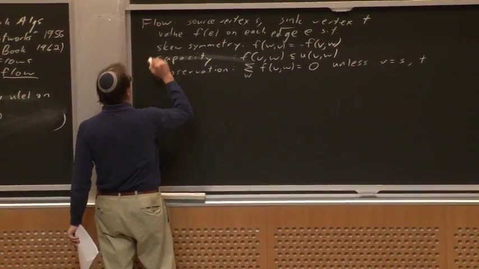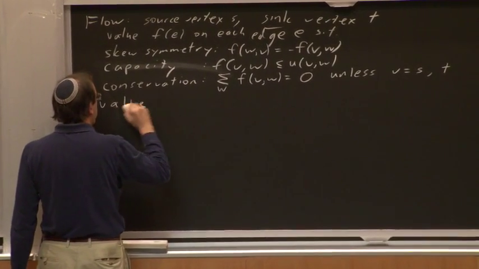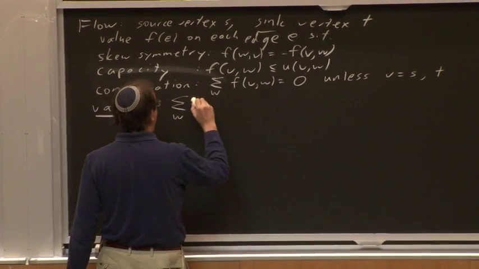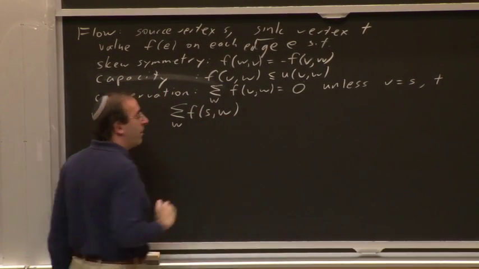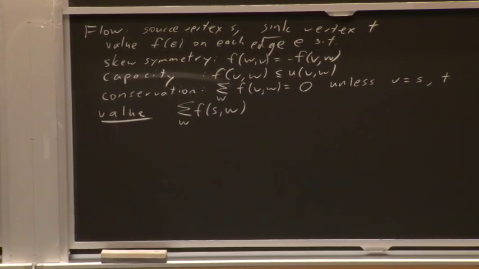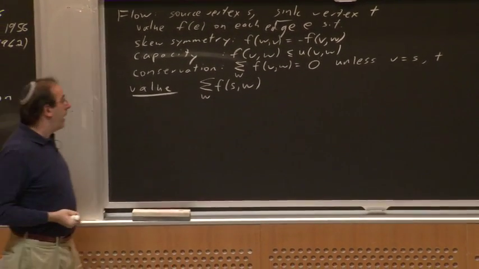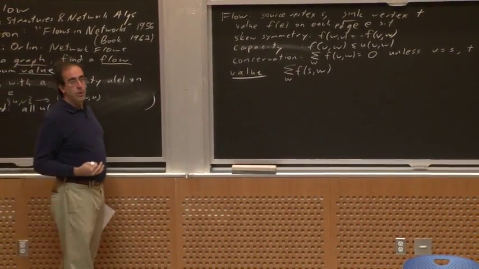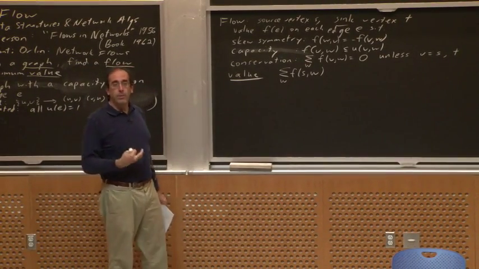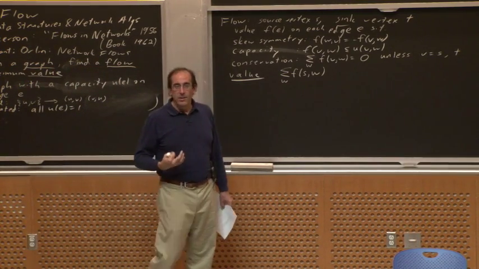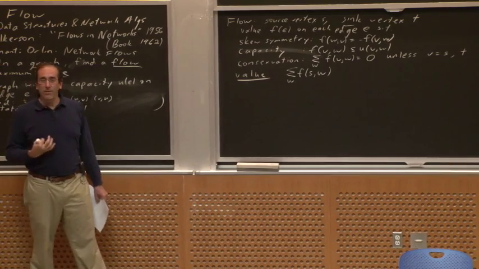Finally, if we have a flow like this, we can define the value of the flow to be the sum over all of the neighbors of S of the flow from S to W. Okay? So it's the amount of flow leaving the source of all of this flow. Now, there's a natural question to ask at this point, in that I seem to have made an arbitrary choice between two equally plausible choices for defining the value of the flow. So there would be an alternative, sort of symmetric notion of the value of a flow.